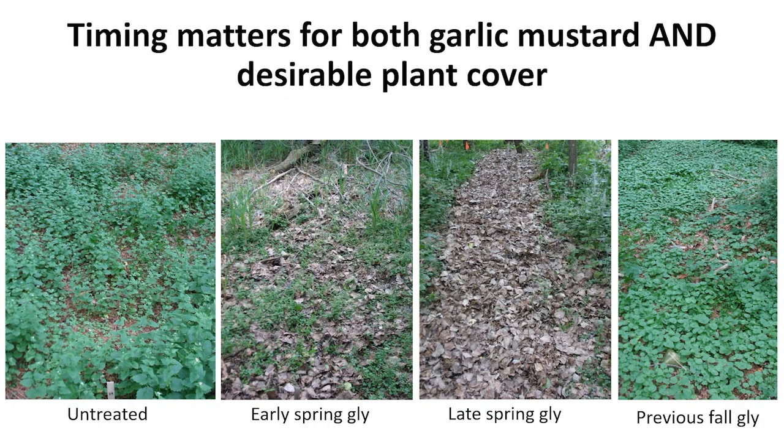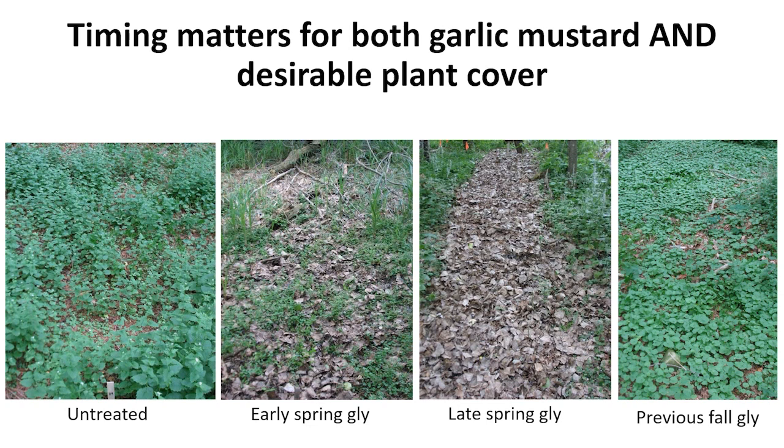So the key point I'm trying to make is timing matters. Timing not only matters for control of garlic mustard, but it also matters for obtaining desirable plant cover. Because of these results, many of our applications, we're really recommending our early spring applications before those desirable understory plants emerge, because we can control the seedling garlic mustard plants as well as those plants that are going to flower, as we see in this picture.